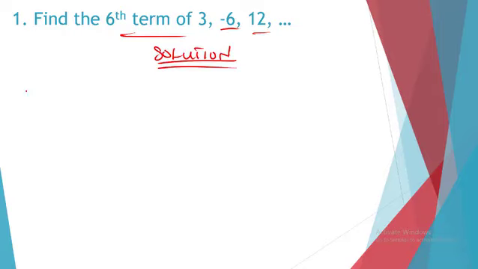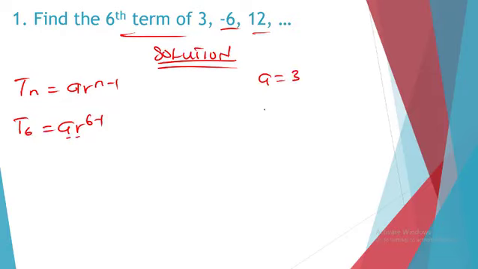Solution. I told us that Tn is equal to AR raised to power n minus 1. So our T6 will be equal to AR raised to power 6 minus 1. But we need to find the value of A and the value of R, where A is our first term. Our first term in the sequence is 3. Our R is equal to T2 divided by T1, which will give us minus 6 divided by 3. And what do we have? We have minus 2. Okay, so our R is minus 2.